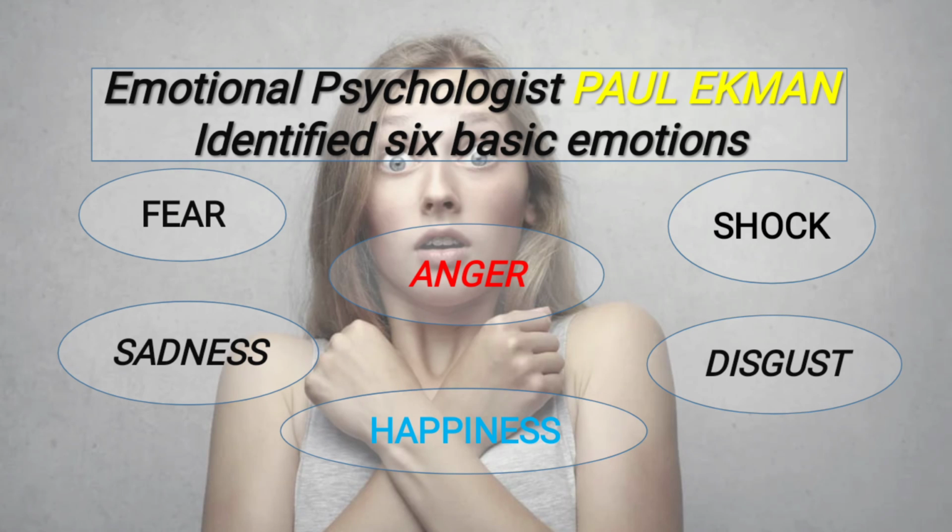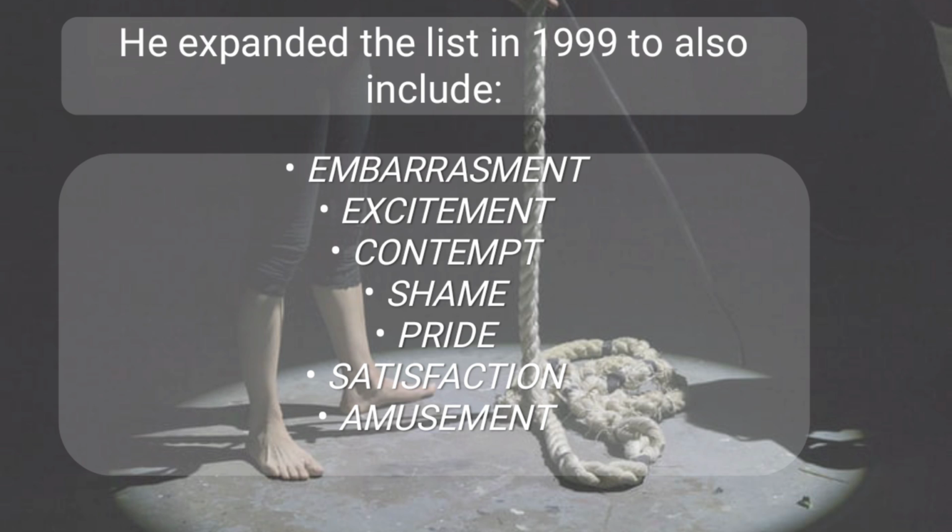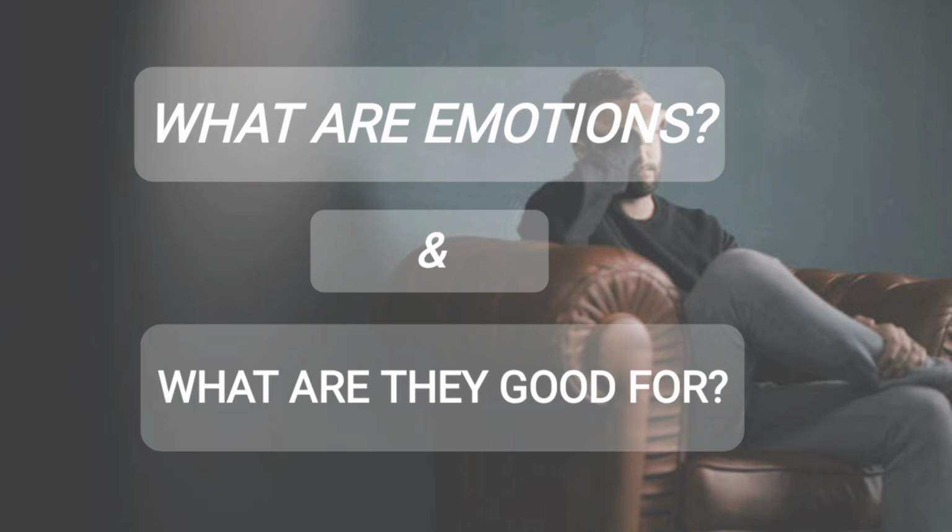Emotional psychologist Paul Ekman identified 6 basic emotions: fear, anger, shock, sadness, happiness, disgust. He expanded the list in 1999 to also include embarrassment, excitement, contempt, shame, pride, satisfaction, amusement. Let's talk about their actual nature. What are emotions and what are they good for?